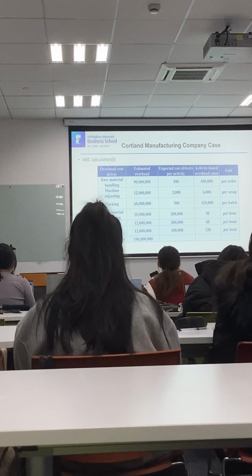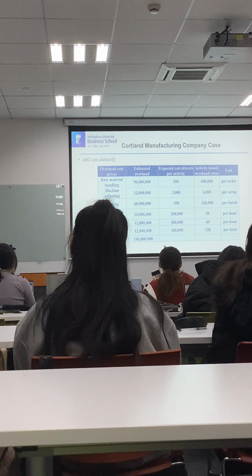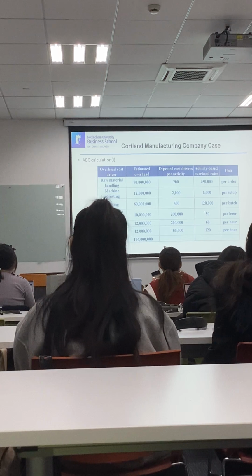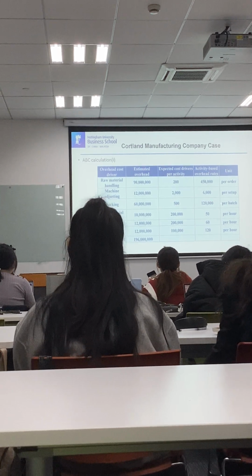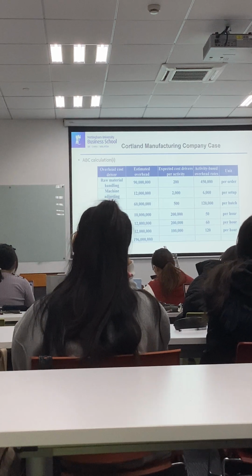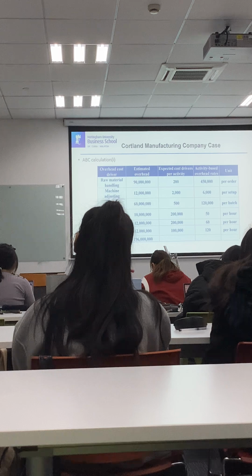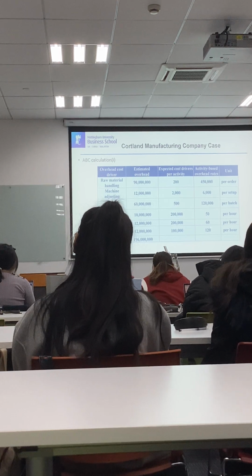Okay. Again, for each machine adjusting, we incur an overhead cost of 6,000. And for each packing, we incur an overhead cost of 120,000. And for each hour of raw material inspecting, we incur a cost of 50. For each hour of soldering, the cost is 60. For each hour of assembling, the cost is 120.